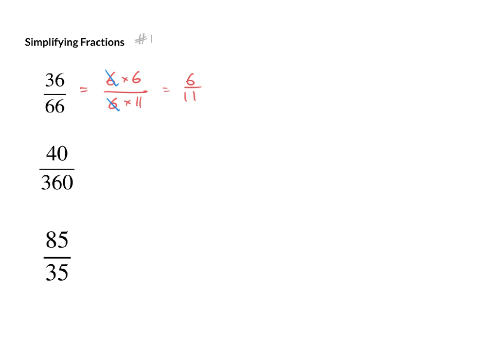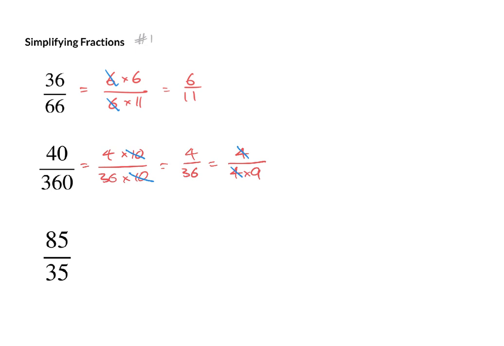For my second one, I've basically got 4 multiplied by 10 over 36 multiplied by 10. The 10s will cancel. And then that leaves me with 4 over 36. Well, 36 is a multiple of 4. So what I've really got here is 4 over 4 multiplied by 9. Now the 4s cancel. And by cancel, we mean that 4 divided by 4 is equal to 1.